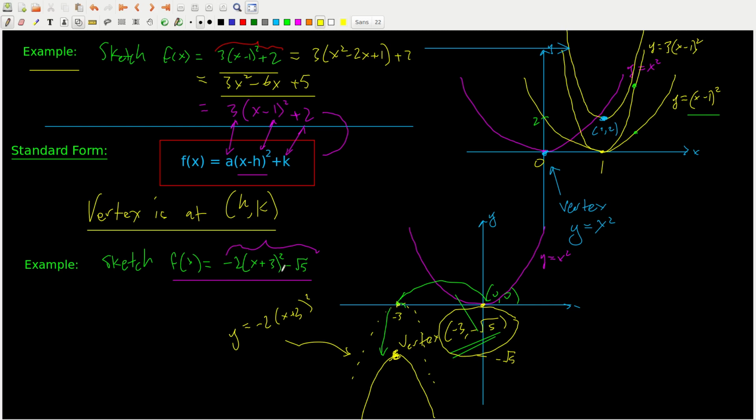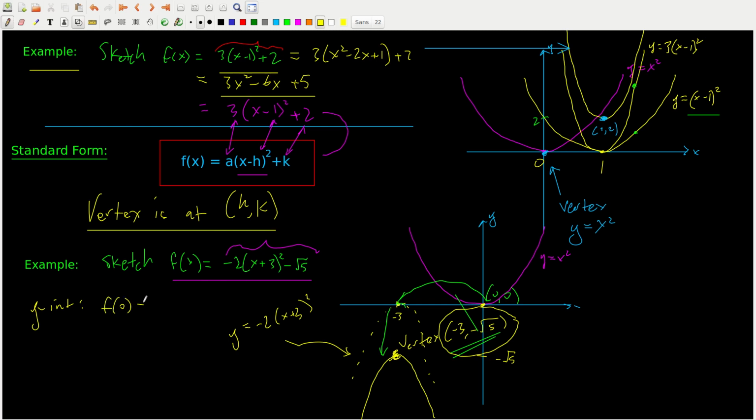We can immediately look at this and say the vertex of the parabola will be at minus 3, negative root 5. There's one other thing we can read off, and that's the y-intercept. It's not so clear on this one where the y-intercept is, but you can see it's going to happen somewhere down here. And to find the y-intercept, we just plug in 0, right? So for the y-intercept, we plug in x equals 0.